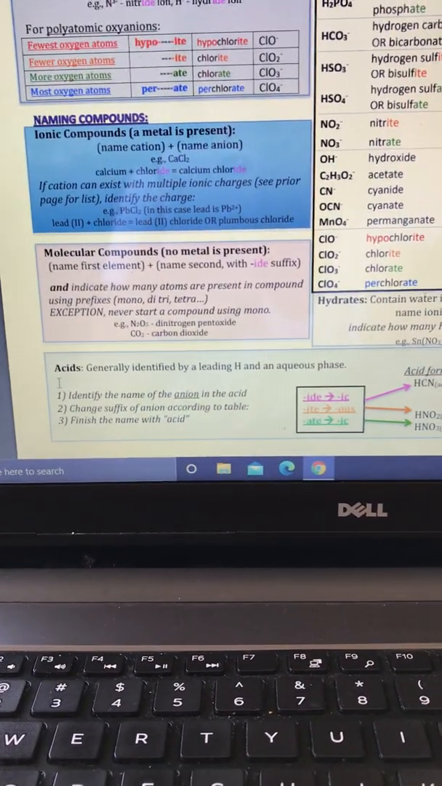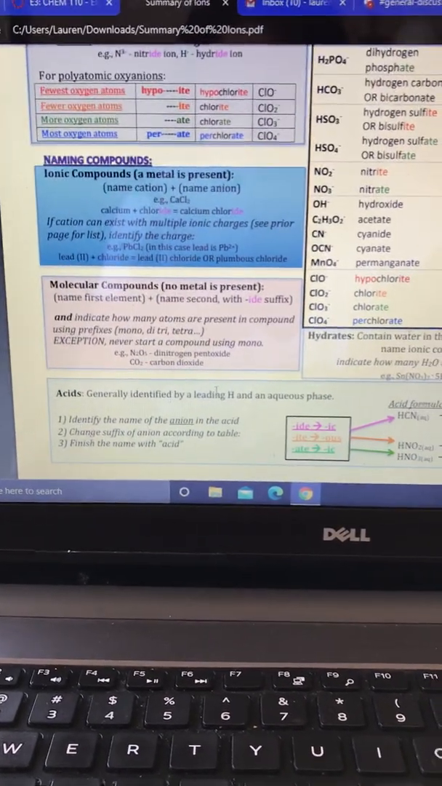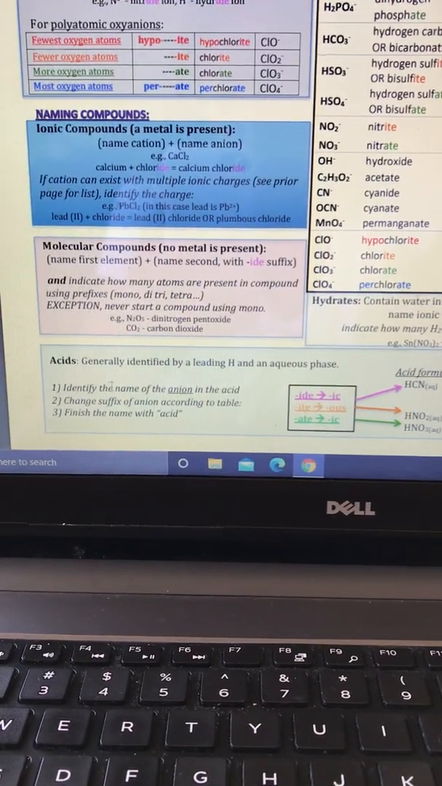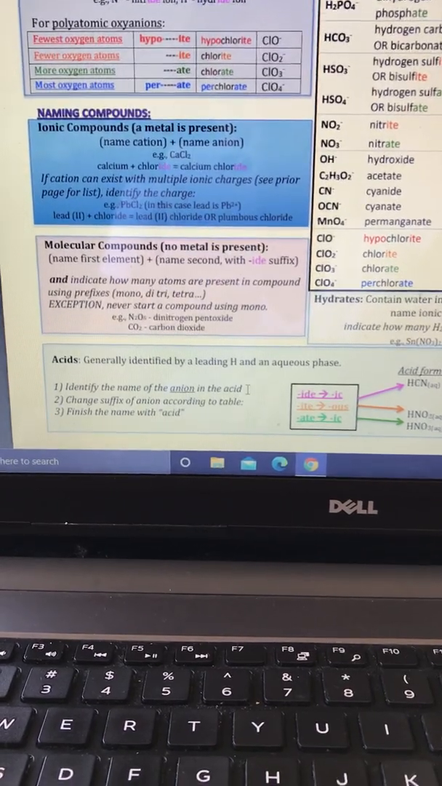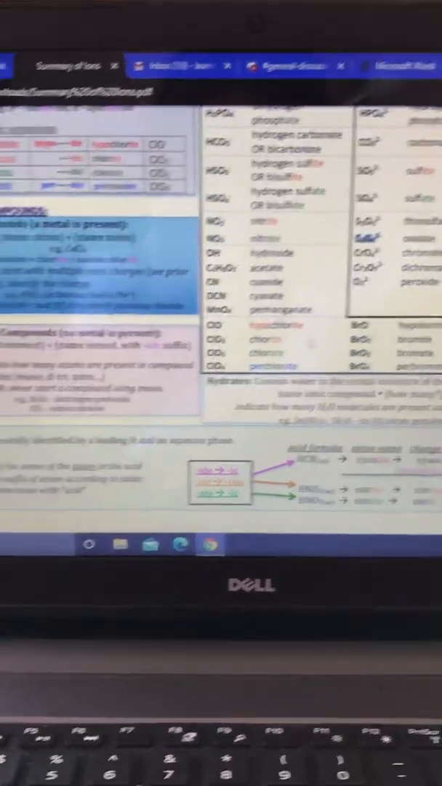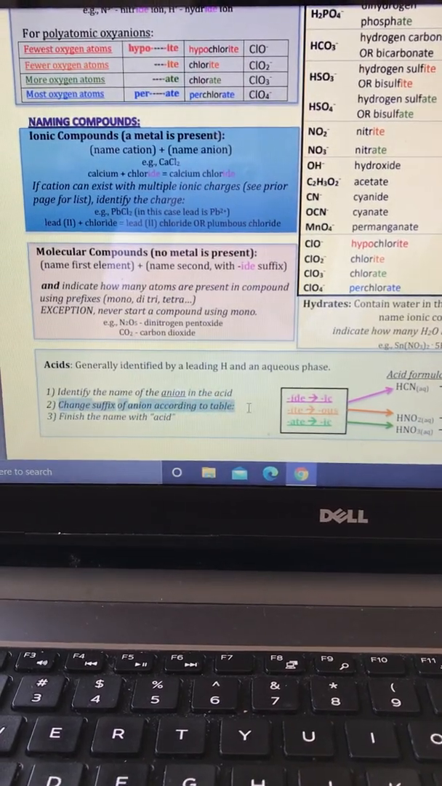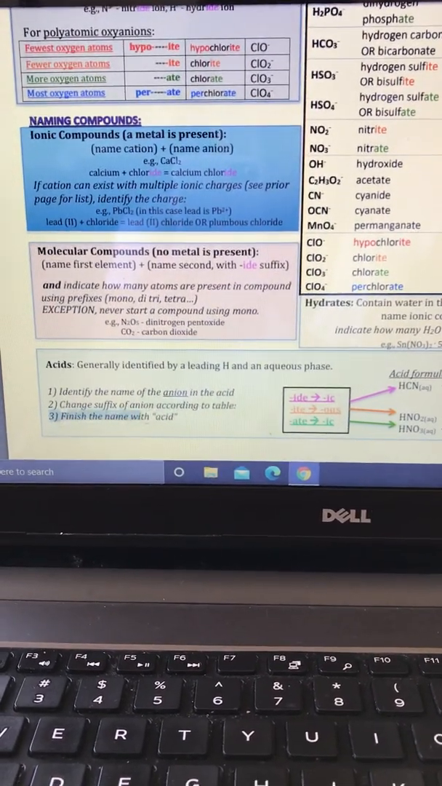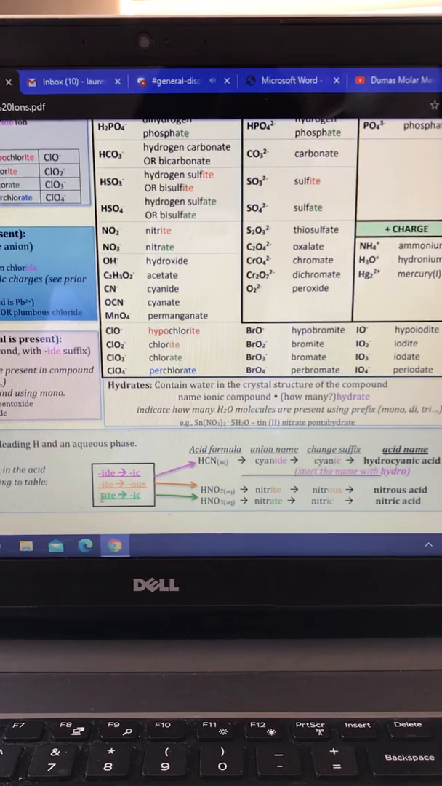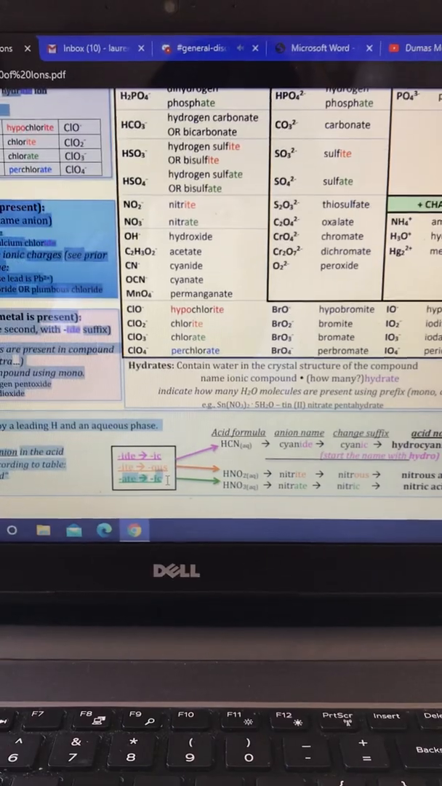So if we look down here for acids, some rules say that they are generally identified by a leading H, we know that from the textbook now. It says the rules are to identify the name of the anion in the acid. Again, we stated this is our anion right here. Then we're going to change the suffix of the anion according to the table and finish the name with acid. So the word we are looking at is oxalate. ATE will change to IC at the ending.